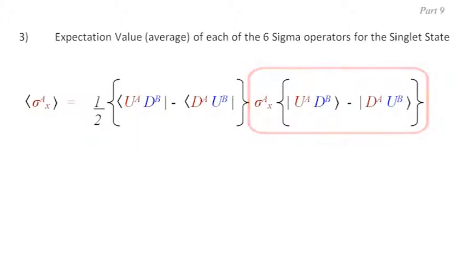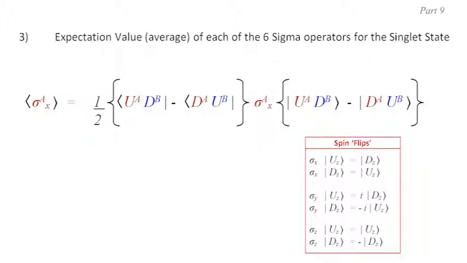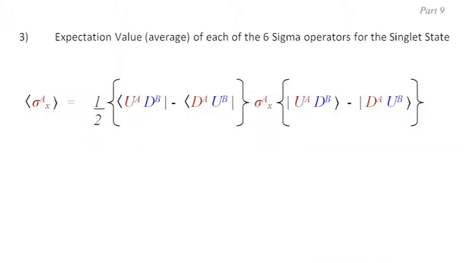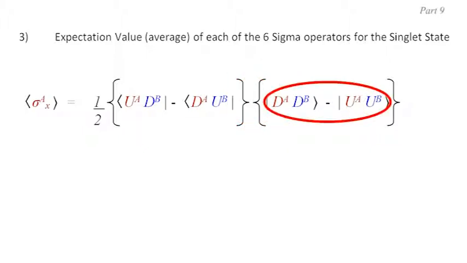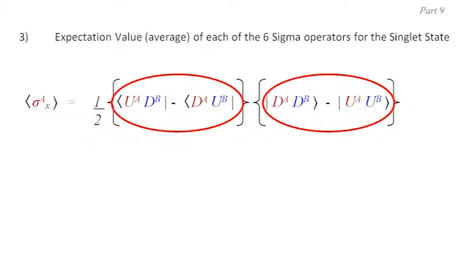Now this is easy enough. In fact, we did it a few minutes ago. It changes up to down and down to up, but only for the A electron, with no changes to the signs of the basis vectors, and it gives this. Notice that sigma AX has gone from the middle, and the ket on the right has been changed to down down minus up up. All we need to do now is evaluate the multiplication of these two brackets.